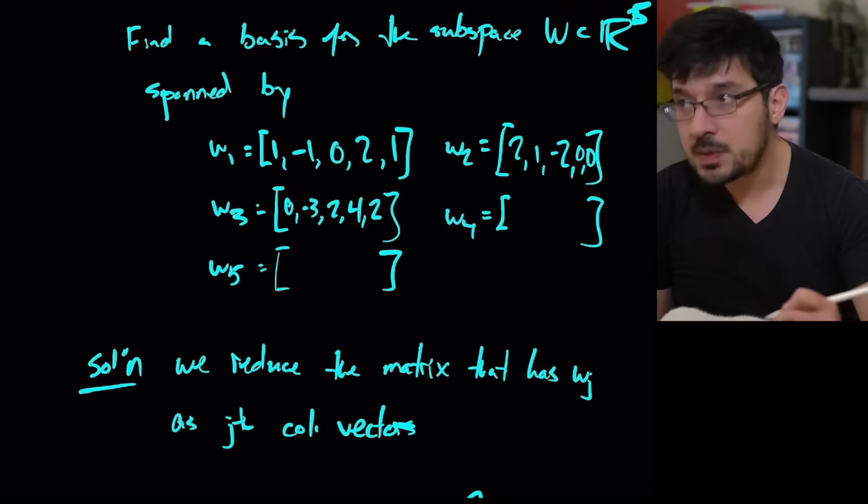Cool. So now, again, we're going to do row operations until we get to row echelon form. And we only need to get to row echelon form. We don't have to reduce all the way to reduced row echelon form.